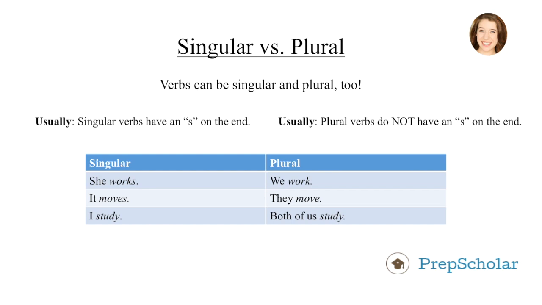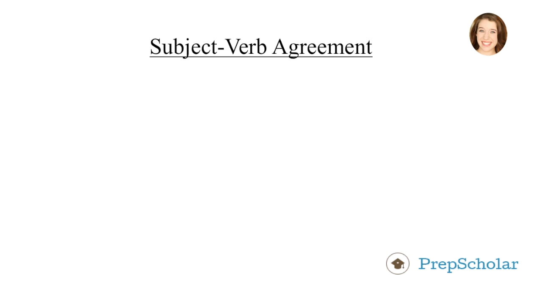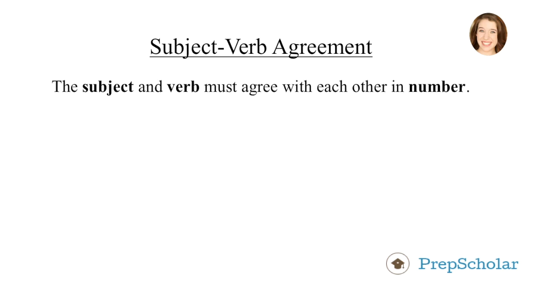Okay, so what have we covered so far? We know that there's a difference between singular and plural nouns and singular and plural verbs. Next, we need to get into what's called subject-verb agreement. What's that? The subject and verb must agree with each other in number.